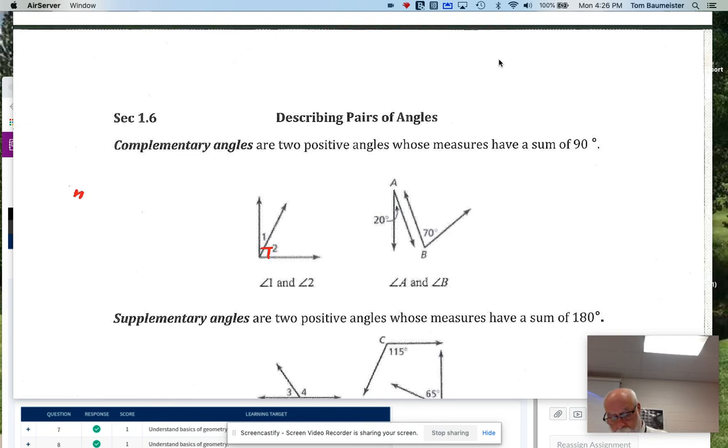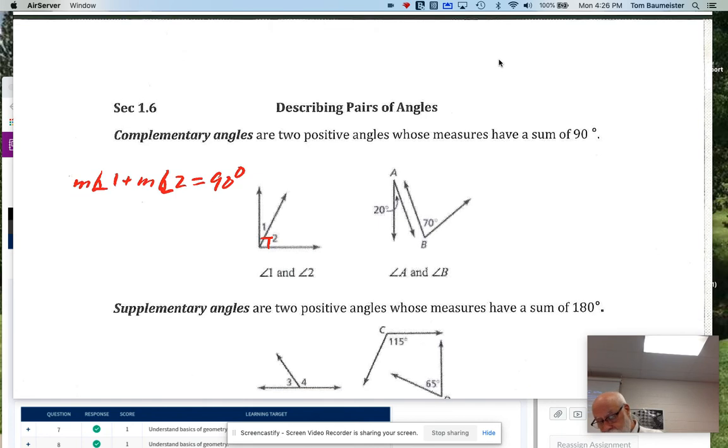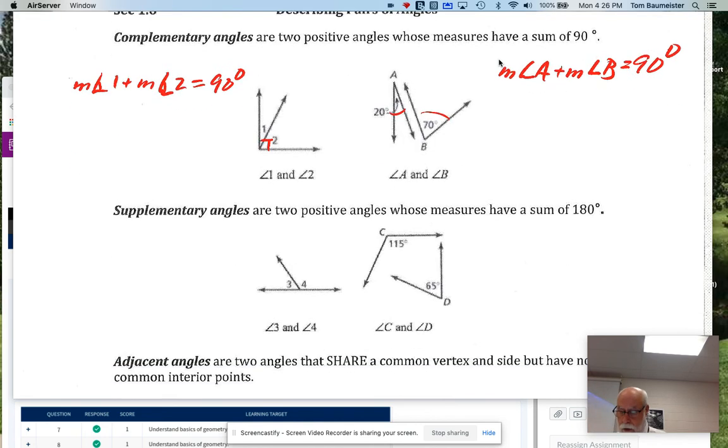So we can say on this one here that the measure of angle 1 plus the measure of angle 2 is equal to 90 degrees. All right, and they don't have to be connected, just as long as their angles add up to 90 degrees. So we can say that the measure of angle A plus the measure of angle B, in this case, is equal to 90 degrees.